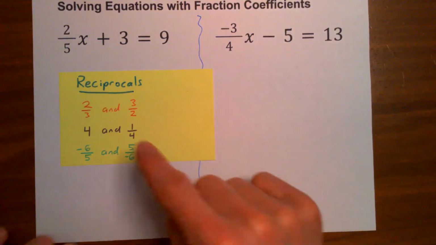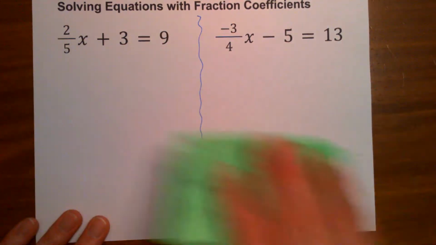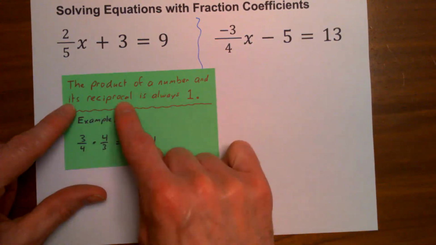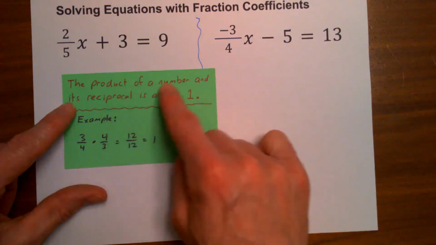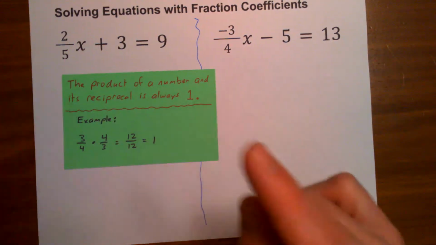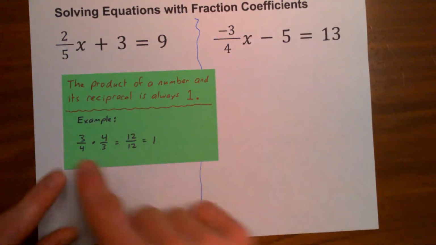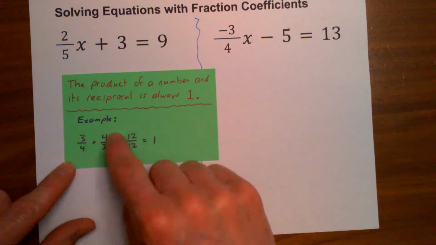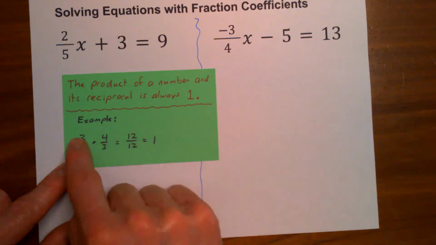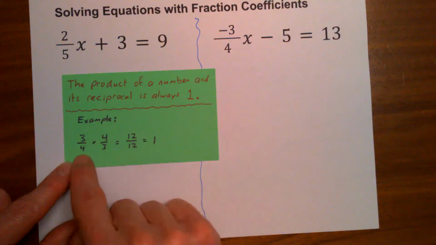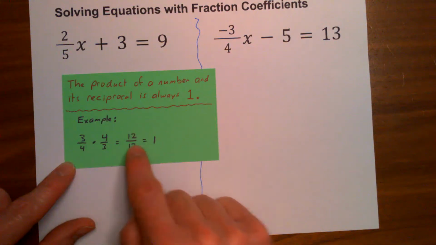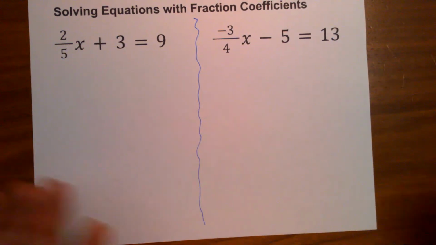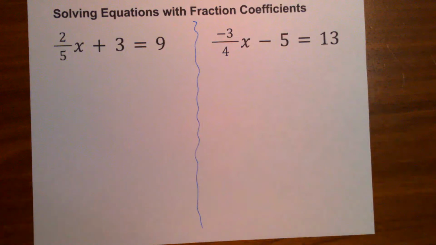And here's why reciprocals will help us solve this equation. The product of a number and its reciprocal is always 1. In other words, if you multiply a number and its reciprocal, you always get 1. Here's an example. 3/4, flip it, times 4/3. That's equal to 1 because 3 times 4 is 12, 4 times 3 is 12, and 12 divided by 12 is 1. It works every time you multiply a number and its reciprocal. So let's see how that helps us on this equation here.